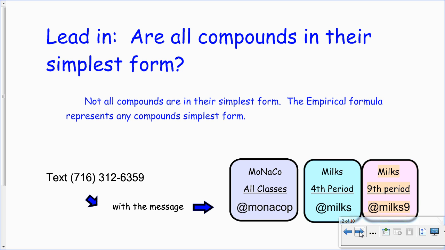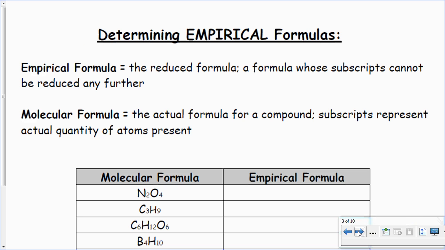Well, simply put, not all compounds are in their simplest forms. And an empirical formula is the simplest form of a compound. It represents the smallest whole number ratio of atoms of one type to atoms of another type in a certain compound. They're different than the molecular formulas, but they are simpler. So an empirical formula, reduced formula, is a formula whose subscripts cannot be reduced any further. Basically, the subscripts of all the numbers of the elements in the formula are already in their lowest common factor.